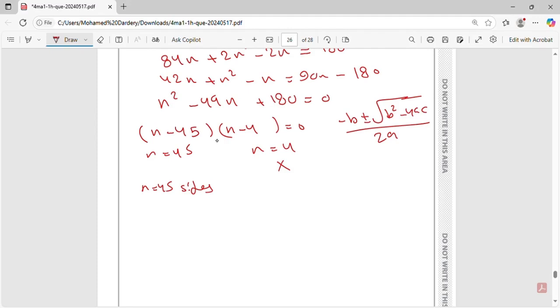In this situation, as long as he asked me for the summation of the angles, I will apply n minus 2 multiplied by 180. It will be 45 minus 2, all multiplied by 180, which equals the final sum of angles, which is 7,740.